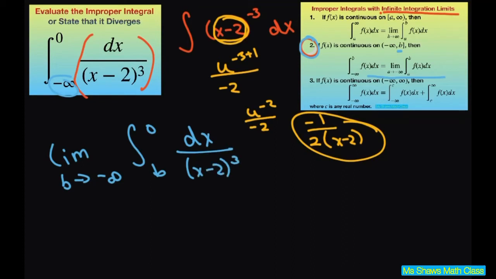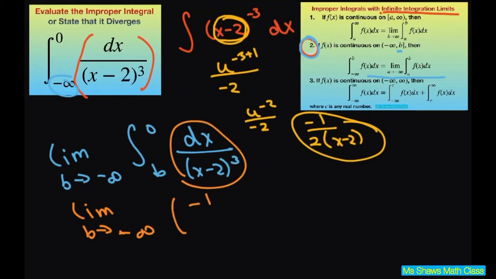All right, now we're going to write the limit as b approaches negative infinity. Integrate this, which we already did, and that was negative 1. This should have been squared here because we had a square, sorry. So negative 1 divided by 2 times (x - 2) squared. And then we're going to evaluate this from b to 0.